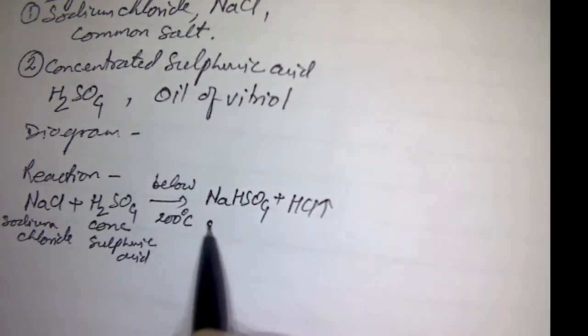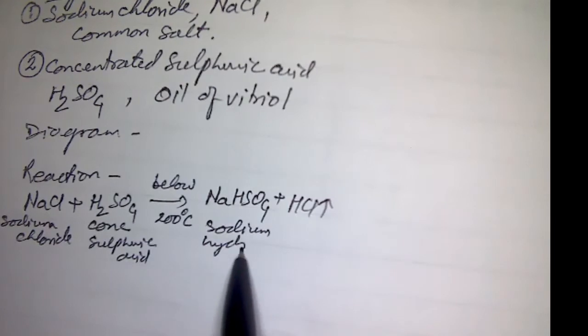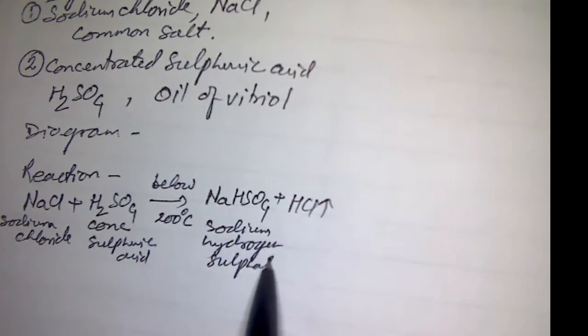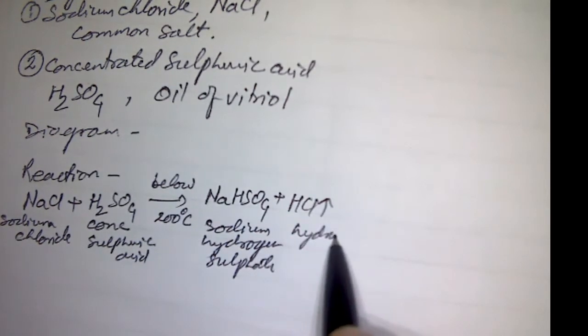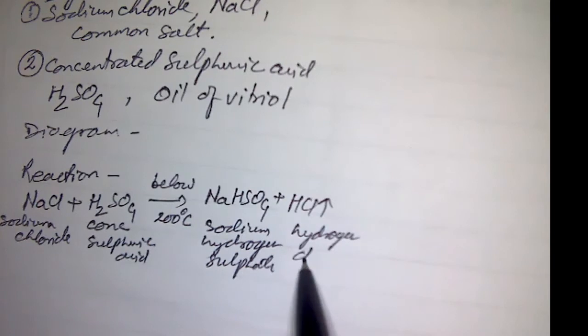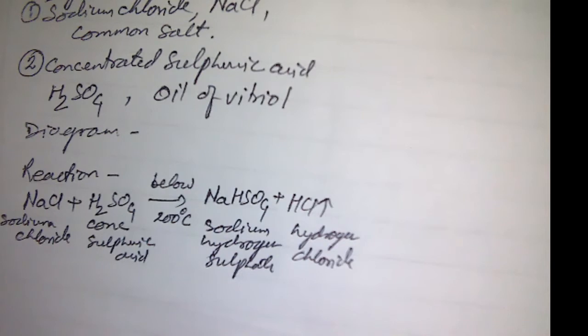You'll write down sodium hydrogen sulfate, and this is hydrogen chloride. So this way, when you write, it will be easier for you to learn also. Clear? And you'll know the formulas. You'll be familiar with the formulas also.